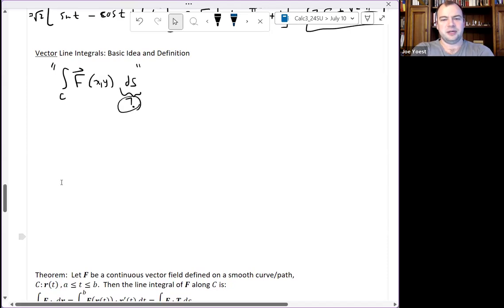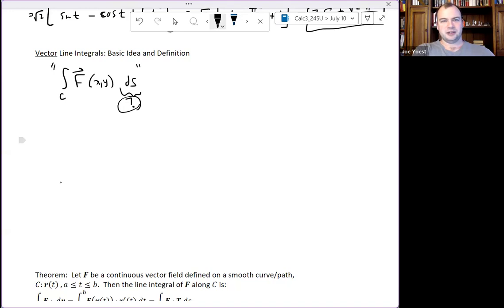So I think the way that's maybe most natural to go about this is through an application. Let's think about an application, particularly work, how force relates to work. And let's kind of start at the beginning and work our way up and then see where that naturally leads us.